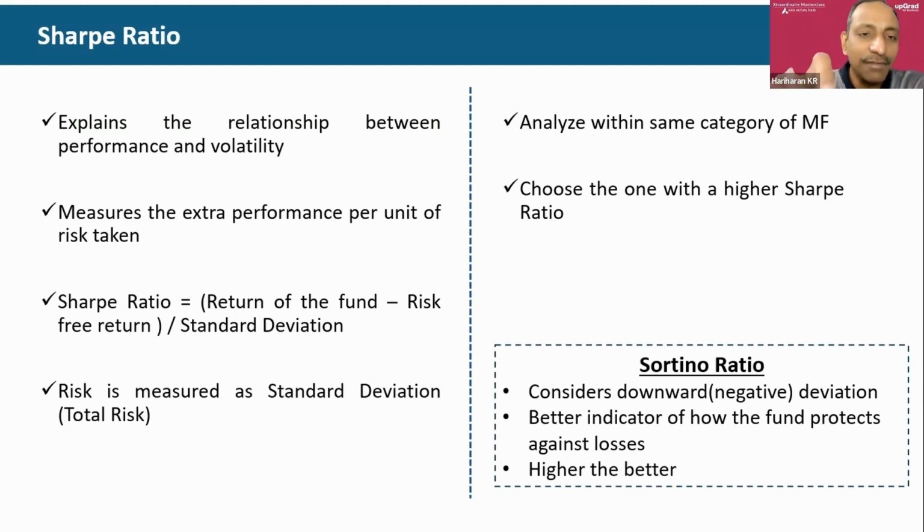And there's a formula that I've given here. It is the return of the fund minus the risk-free return, divided by the risk that he has taken, which is measured by standard deviation. So again, don't get into the data perspective. Just analyze the data. Same category, you'll have to compare the funds. Select the fund which has a higher Sharpe ratio. I don't mind taking a higher risk as long as I'm getting rewarded for that risk.